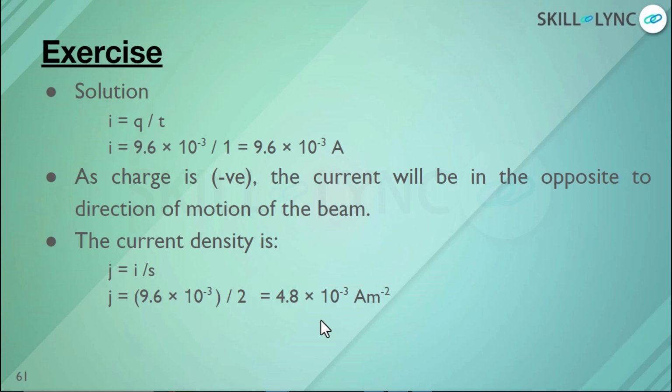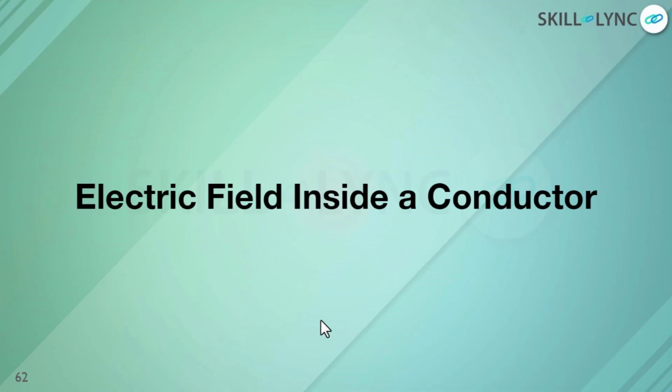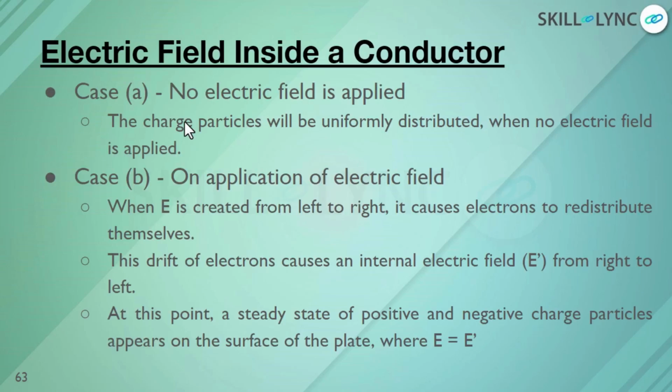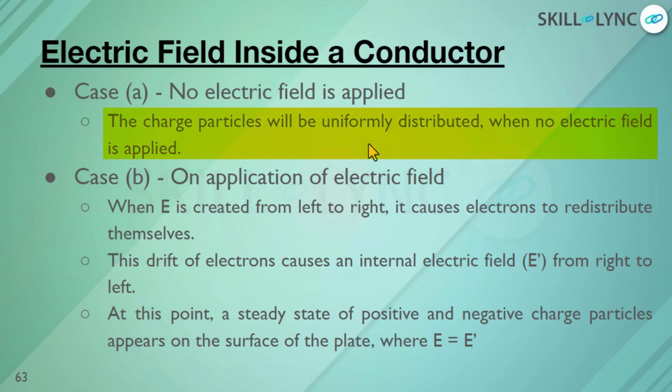So that is the answer to our question. The next topic we are going to cover is electric field inside a conductor. Let's understand this by making cases. In case A, there is no electric field applied. So, when no electric field is applied, the charged particles will be uniformly distributed in the conductor.